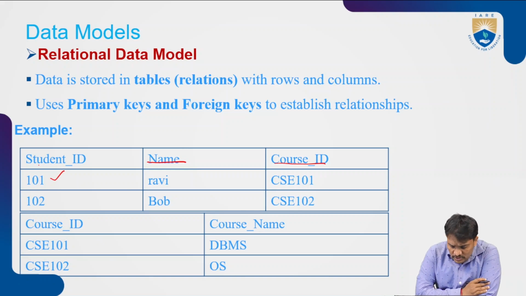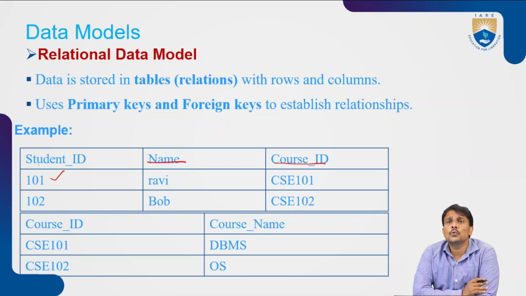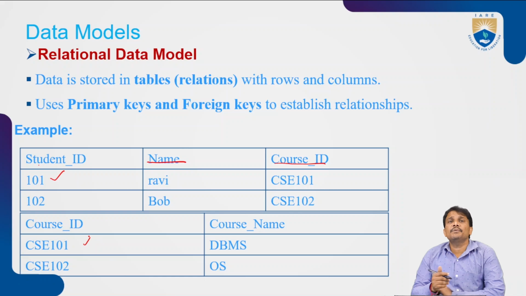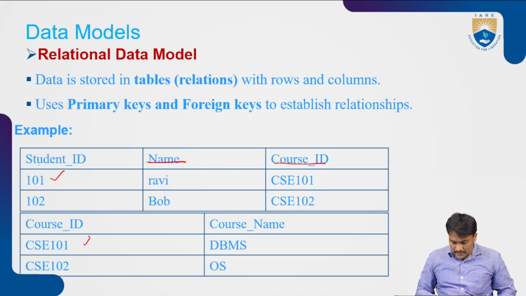In the next one, course ID and course name. Here the course ID is 101, course name DBMS. Course ID is CSC 102 and course name is operating system. So here we apply the foreign key for this. So these are the examples for the relational data model.